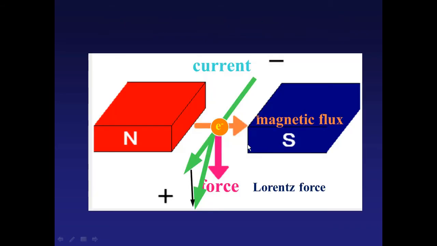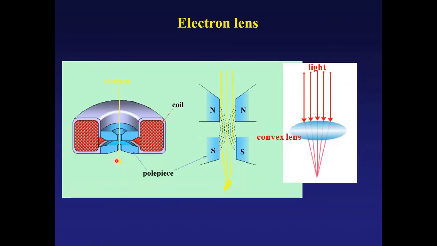Okay, the electron trajectory can be changed by applying a magnetic field because the electron is negatively charged. For example, when a magnetic flux is applied, the electron changes direction due to the magnetic force. We call this the Lorentz force. Then the lens of the electron microscope is a magnetic lens. A round magnetic field is applied, upper N pole, bottom S pole, and the magnetic flux is distributed along the electron trajectory. The electron direction can be changed by this magnetic field.